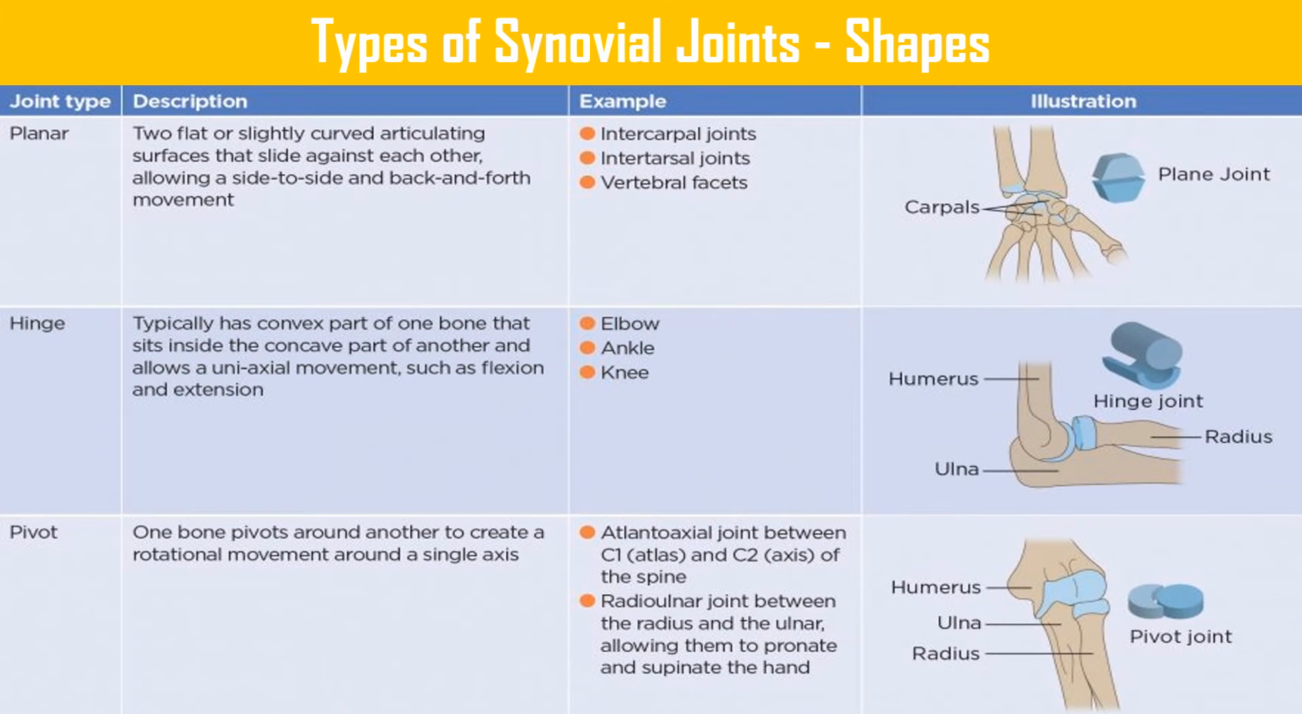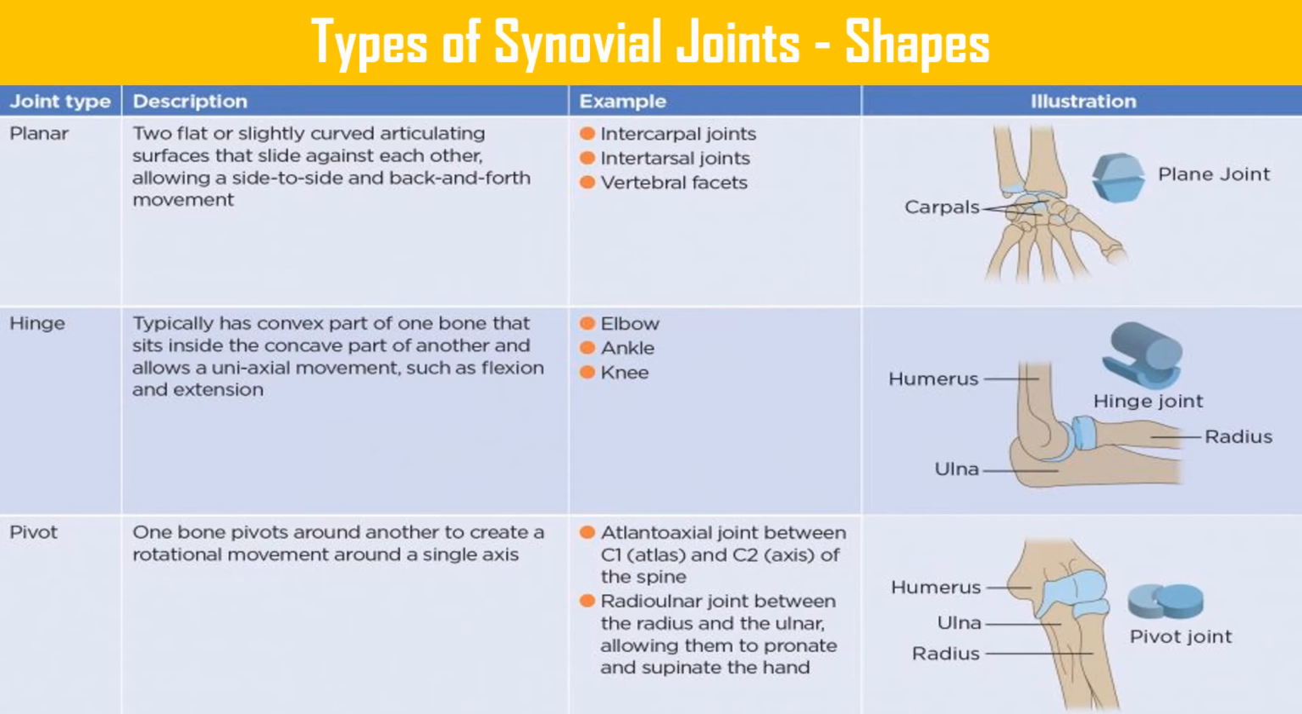Next we have types of synovial joint depending on the shape. The first type is planar. Two flat or slightly curved articulating surfaces that slide against each other, allowing a side to side and back and forth movement, is a planar joint. For example, intercarpal joints, intertarsal joints and the vertebral facet.